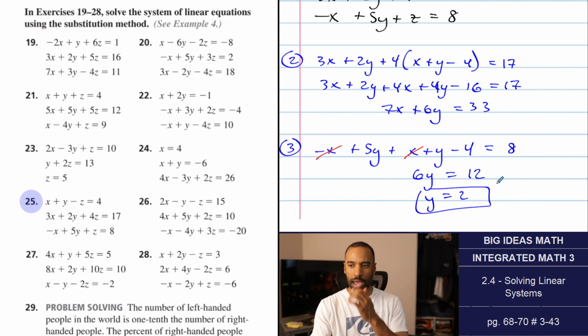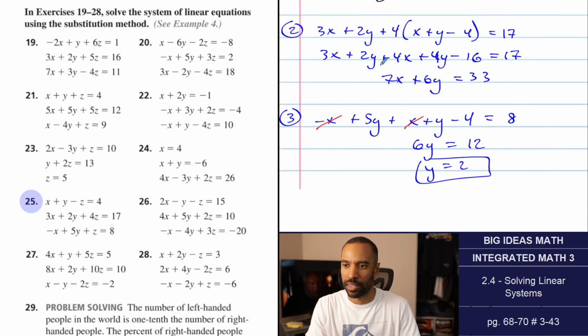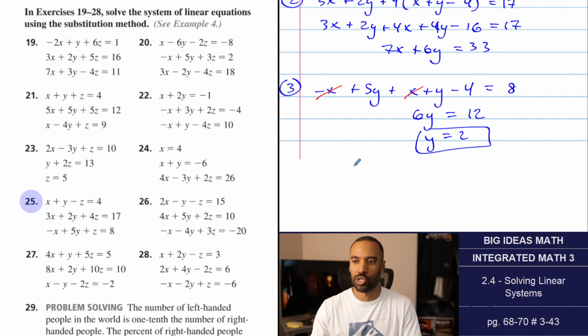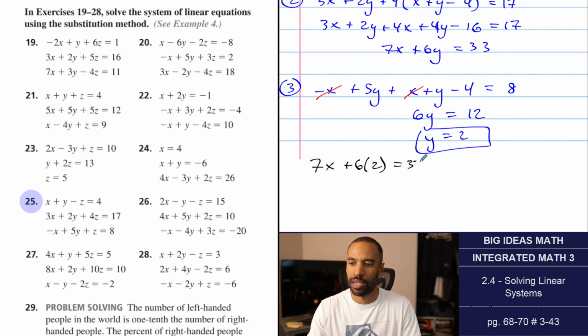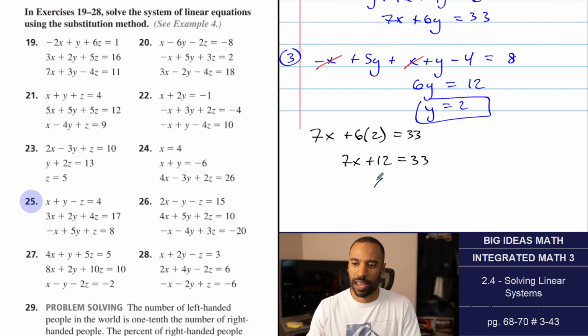So now that I got y equals 2, I can trickle up a little bit. This can still be treated within the system, and I have x and y by themselves here. So I can substitute in y right there. I'll get 7x plus 6y equals 33. The proper number it's supposed to be. 7x equals 21. And x equals 3.